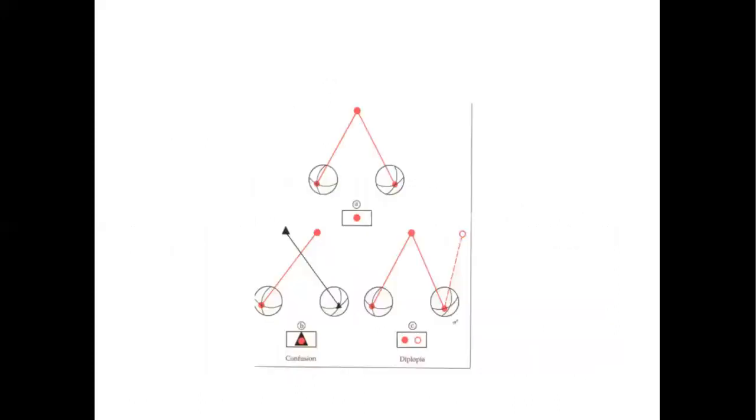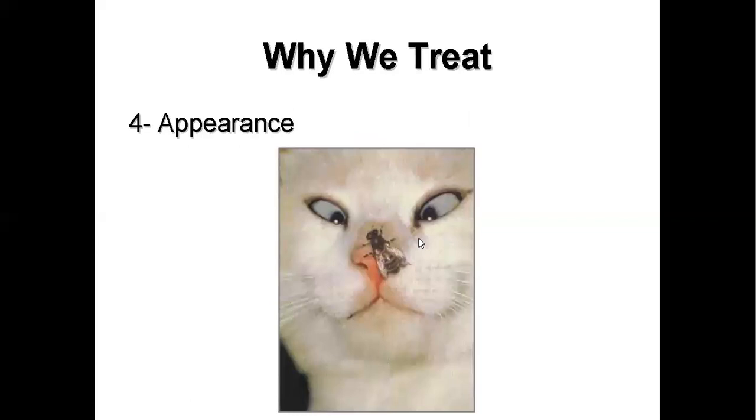This diagram shows very clearly what is confusion and what is diplopia. Here there are two different images. The right eye is looking at this red image and the left eye is looking at this black triangle. That's why there is confusion. Whereas here both eyes are looking at the same image, this red dot, but the red dot is perceived differently by the two eyes, causing diplopia.